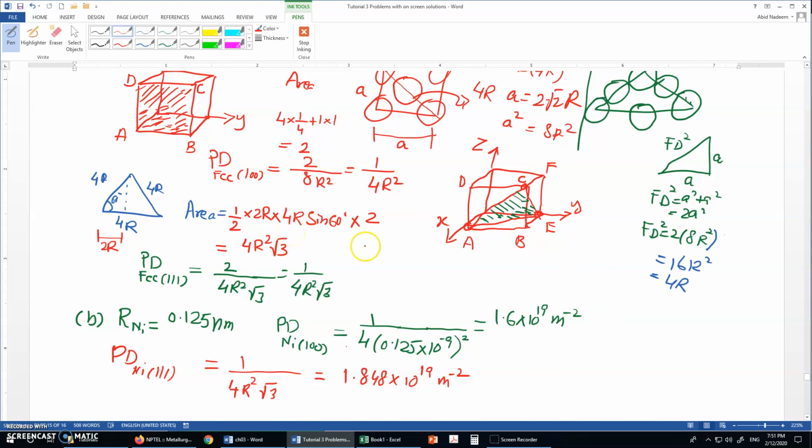There is a small correction, because it was 4, it should be 2 here, 2r square. Okay, so similarly it should be 2r square.